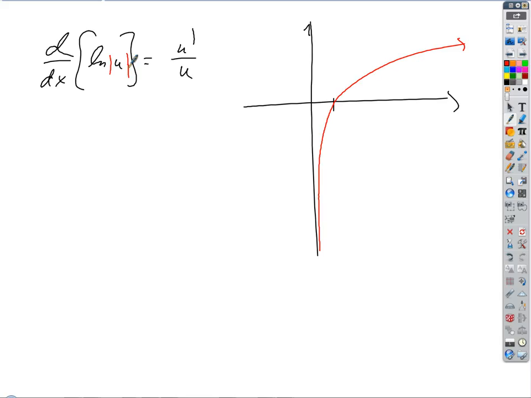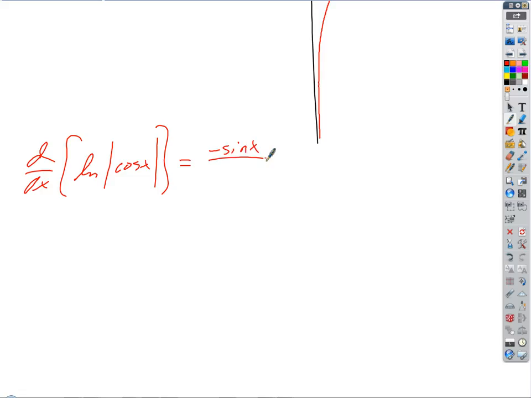Okay, so for example, what if you had the derivative with respect to x of the natural log of the absolute value of cosine x? What's that equal to? It's just u prime over u. What's the derivative of cosine? Negative sine x over cosine x, which is negative tangent x. That's it.